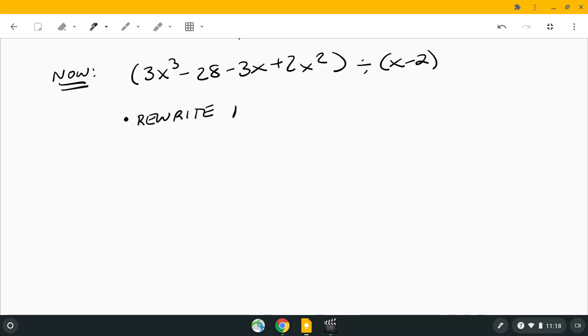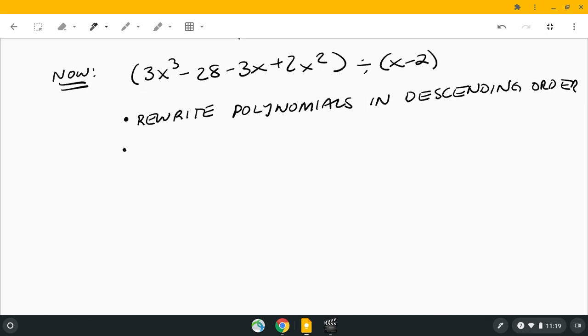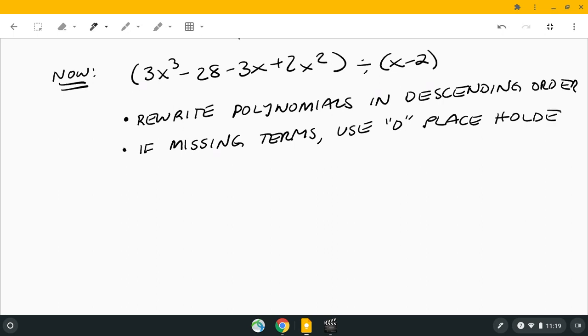Rewrite polynomials in descending order. And then the other thing we want to do is, if we have any missing terms, we want to use 0. So for missing terms, use 0. Use the 0 placeholder. Okay, so let's have a look.